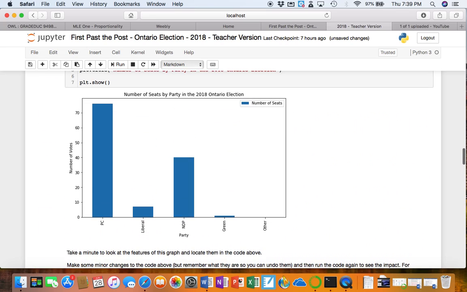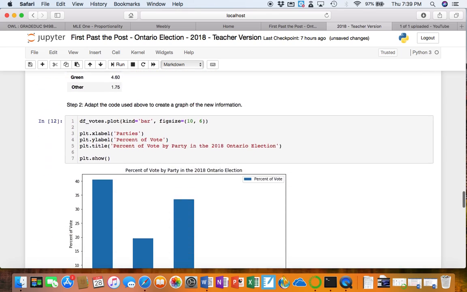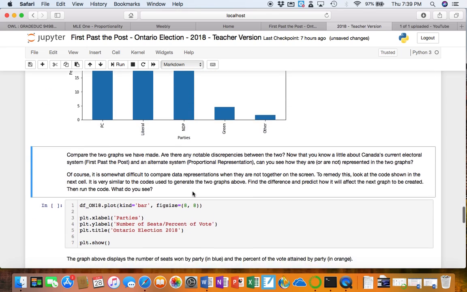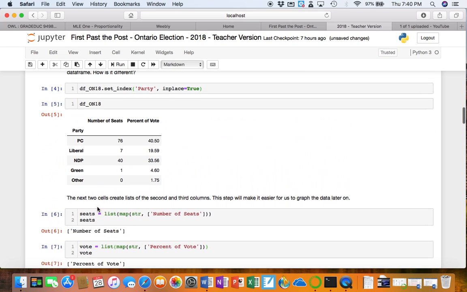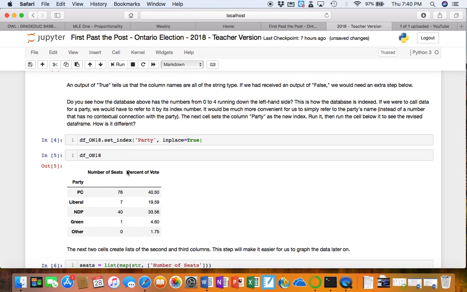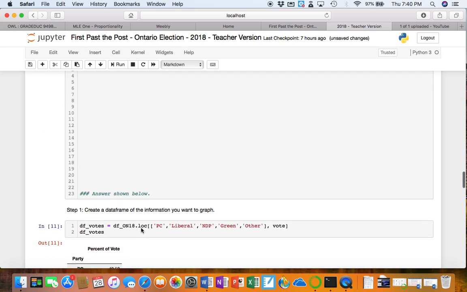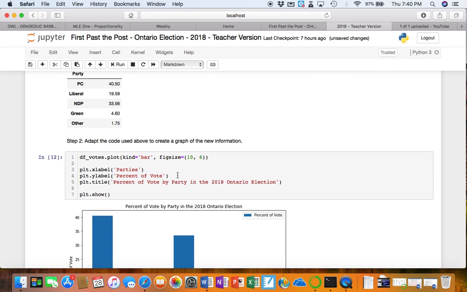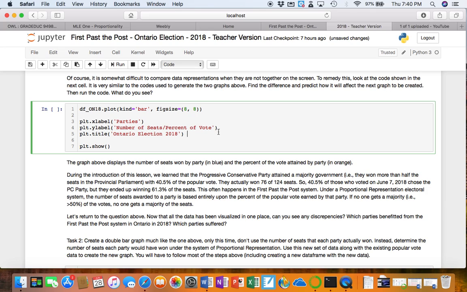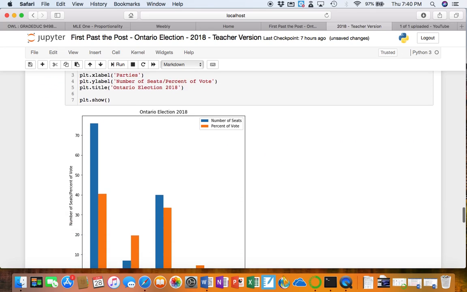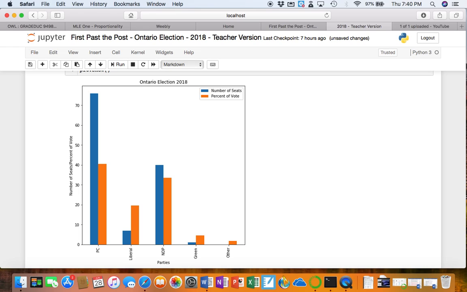Of course, this is difficult to do because they're not close to each other. So when we go down further, the students are asked to run this code where the original data frame, df_on18, that's the original one up here that has number of seats and percent of vote in it, we're going to pop that into the bar graph making code. And this is what we get. We get a double bar graph.